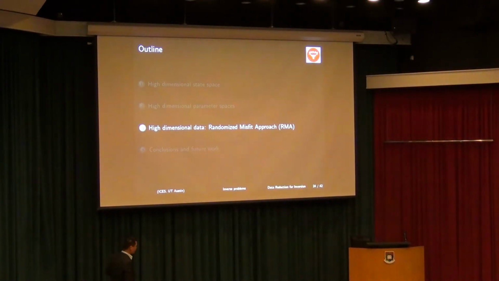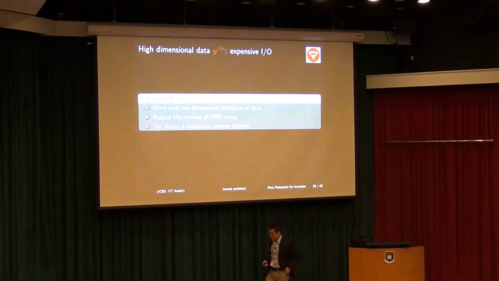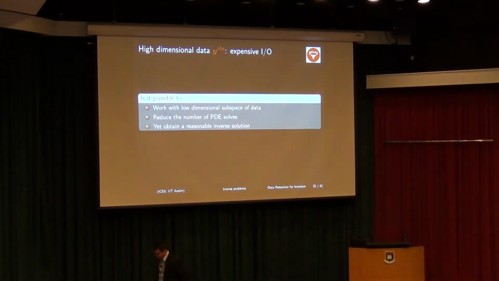Okay, so let me move to the last part of the talk, which is the one that I want to focus on: the high-dimensional data. Remember that's why it is high-dimensional, right? The question that we want to ask ourselves is, can we work with a low-dimensional subspace of the data, yet reduce the number of PDE solves, right? Remember that the PDE solve is the killer for our application because each PDE solve is too expensive. We want to work on a smaller subset of data. We want to reduce the number of PDE solves, but yet obtain a reasonable solution, right? It sounds too good to be true. And let me show you, actually, it can be done by machine learning, in particular random projections.